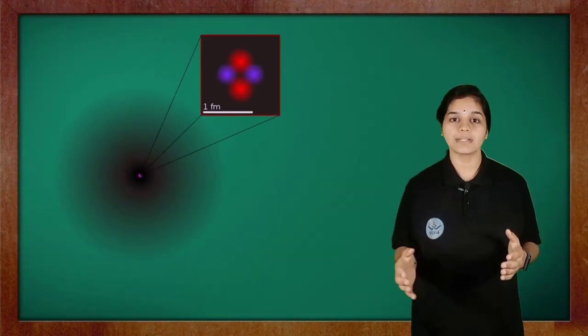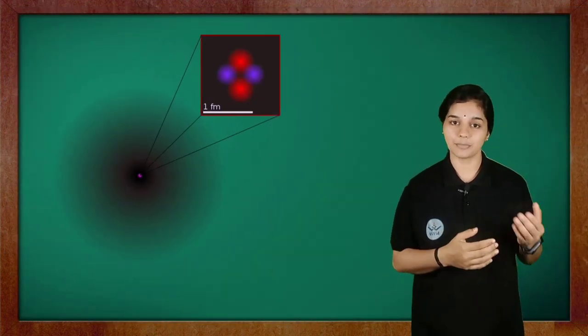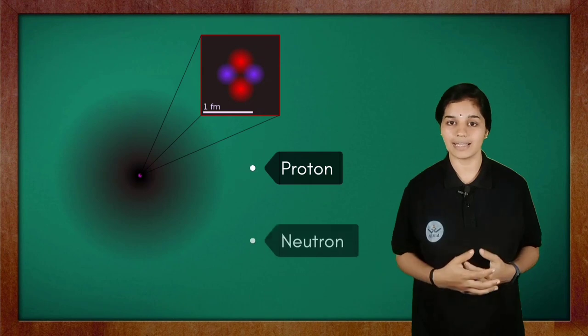Later on, at the end of 19th century, experimental evidences told that atoms consist of subatomic particles, that is, proton, neutron, and electrons. What are these subatomic particles? And how these subatomic particles were discovered and where these subatomic particles are present in an atom.